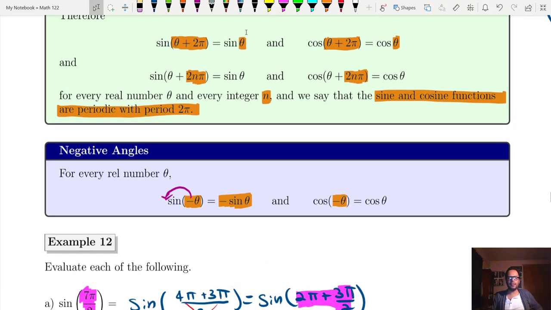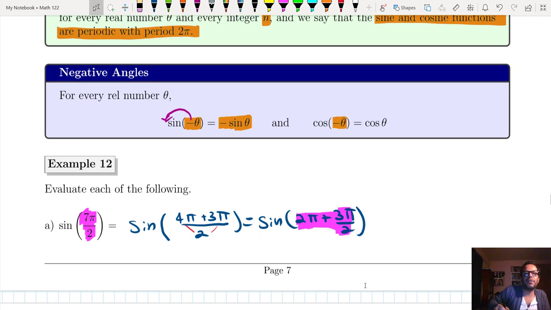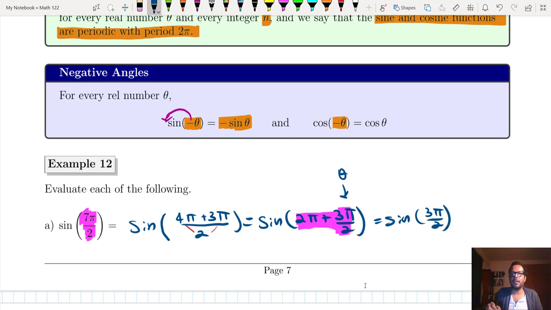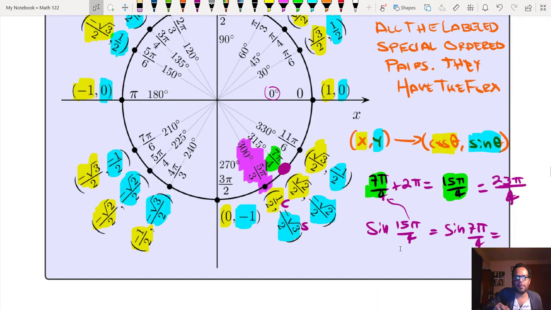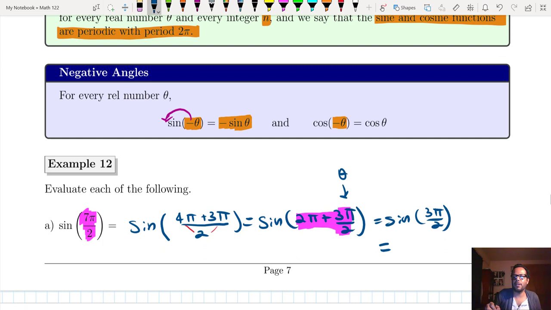The purpose of doing this is to use this periodicity fact right here. Evaluating sine of a certain angle plus 2 pi is just the same as evaluating sine of the angle, right? In this case, this is theta. So sine of 3 pi over 2. Let's use the unit circle to evaluate 3 pi over 2. Sine is negative 1. Negative 1 is the final answer.